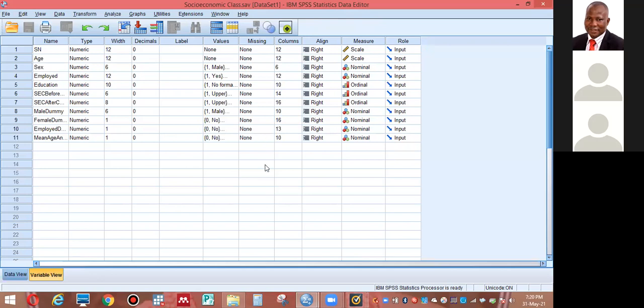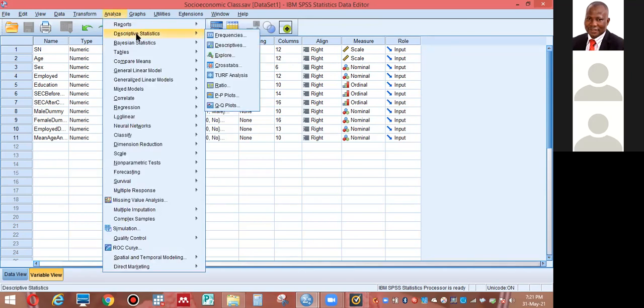So you see social economy, you see employed and leisure of education there. So go to normal chi-square, normal cross tabulation. Go to analyze, descriptive, cross tab.